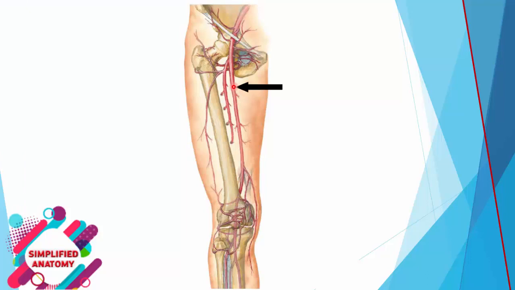This artery is the femoral artery. What about the beginning of the femoral artery? It is the continuation of the external iliac artery at the mid-inguinal point. It passes through the adductor opening to continue as the popliteal artery behind the knee joint. Then the popliteal artery divides into the anterior tibial and posterior tibial arteries.